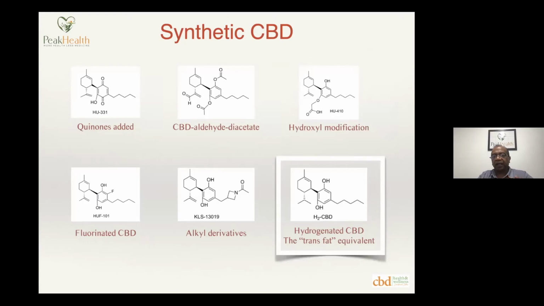Quinolic groups are added, aldehyde groups are added, hydroxyl groups are added, fluorinated groups, alkyl groups, hydrogenated CBD, which is very equivalent to the trans fatty acids. By the way, that's one of the papers we published. Hydrogenated CBD had been bought by some students in India for real cheap. And we analyzed it and found it to be hydrogenated CBD. We told them not to take it. They still wanted to. So we said, okay, with the government of India, we did a trial.